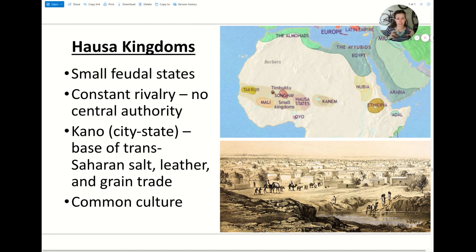Kano is going to really be an important base of trans-Saharan trade, specifically in salt, leather, and grain. You have no central authority between these city-states. So just like in Mesopotamia, just like in Greece, you have all of these city-states that have a lot in common with each other, but are also in constant competition, right? There's no one person who's in charge of all of them. So even though they have a shared language and culture, they are not necessarily friends. Eventually, they will be conquered by the Fulani of the Sokoto Caliphate in the 19th century. So they're going to be around for a really long time.